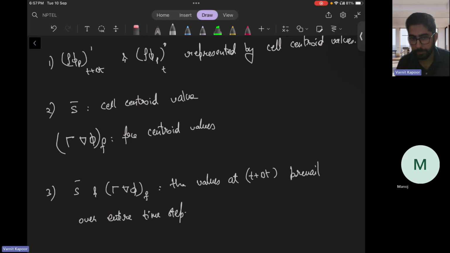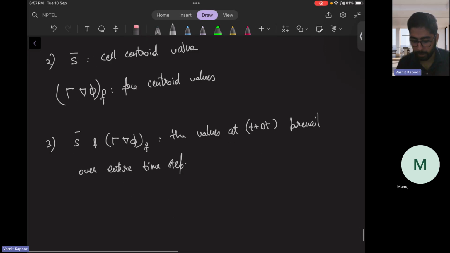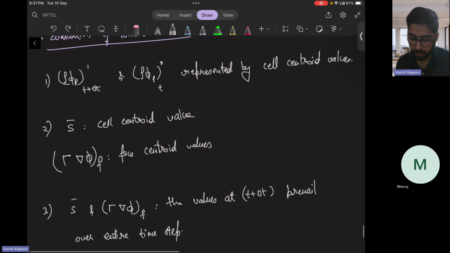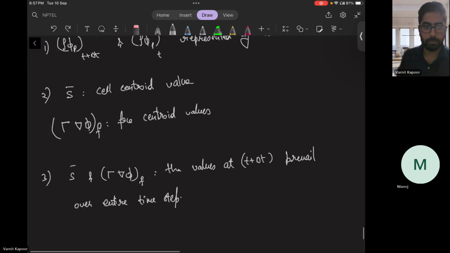Then the third one is about time. This is basically what we will talk about if we have a source term or a diffusion flux in the third term. The source term and the diffusion flux will incur some kind of temporal order of accuracy. The first two are spatial order of accuracy. So that is what we are going to see now.